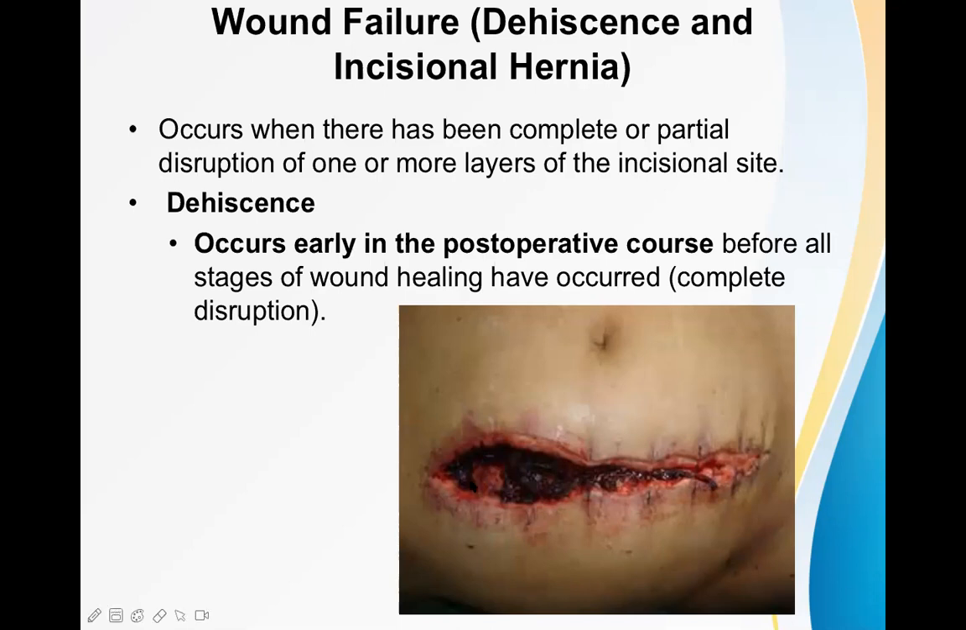Okay, look at this picture here. This is known as dehiscence of the wound. It occurs when there has been complete or partial disruption of one or more layers of the incisional site, either the skin, subcutaneous tissue, or fascia. If any of them have given way, then dehiscence can occur. It occurs early in the postoperative course before all stages of wound healing have occurred. The wound is not strong at that time. If infection occurs, it can easily become dehiscence.